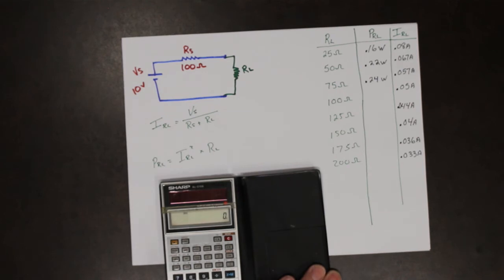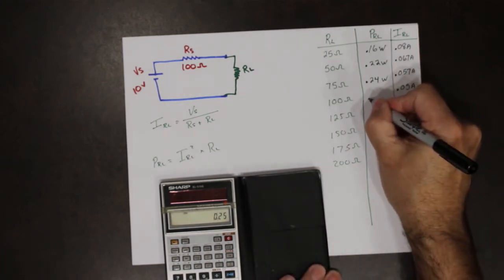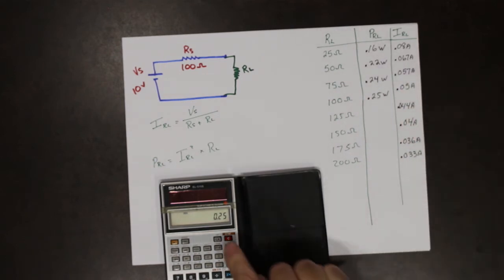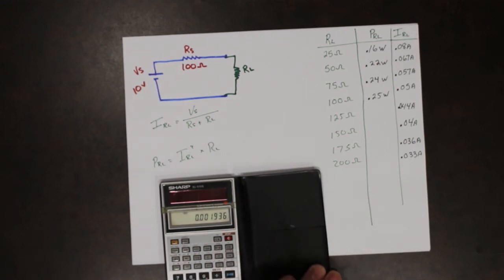Next we have 0.05 squared times 100, and we got 0.25 watts. Then we got 0.044 squared times 125.